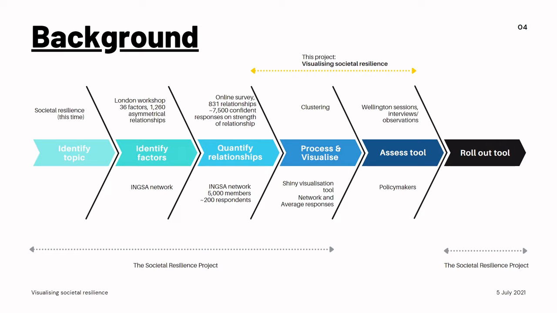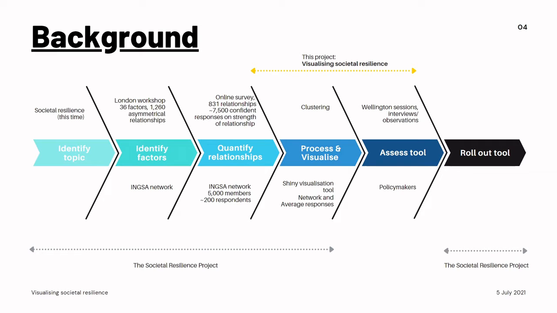This is the timeline for the Societal Resilience Project. Firstly, the factors that affect societal resilience needed to be identified, and this was done with a group of experts from INGSA in London at a workshop. They identified 36 factors that represented 1,300 asymmetrical relationships. Then the idea was that these get quantified.